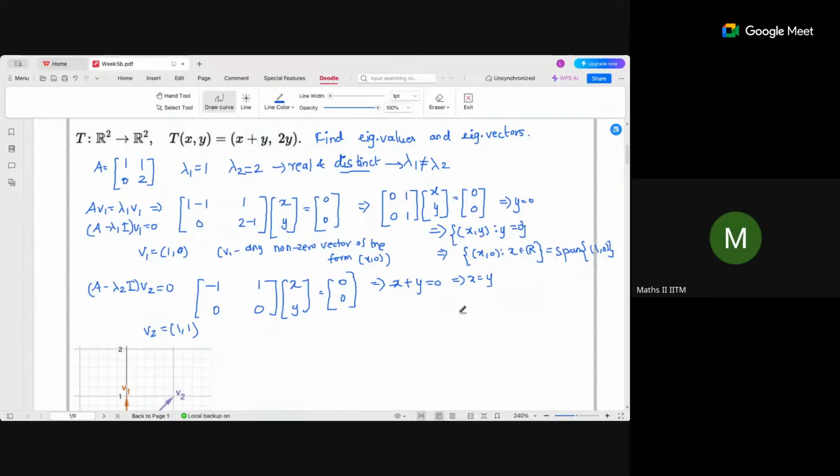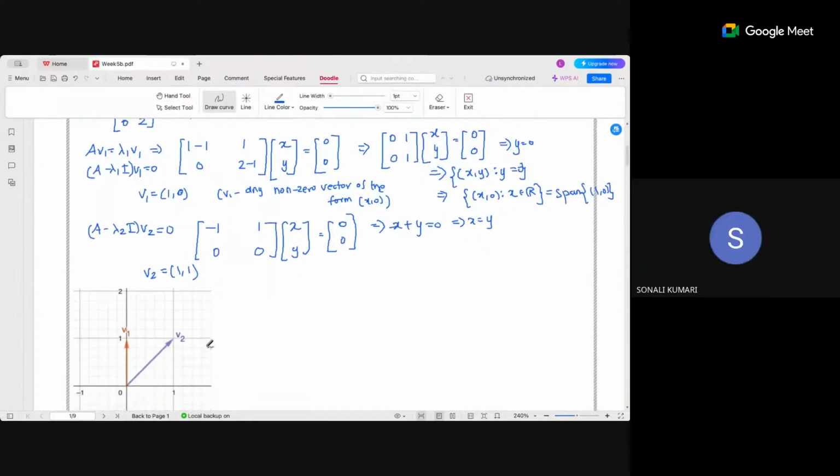Similarly here, why did we take 1 comma 1? Just for simplicity, you can choose any value, 2 comma 2, 0.5 comma 0.5, anything that will satisfy this equation is an eigenvector. Okay, we are choosing something which is simpler for us. That's all. Okay, ma'am.